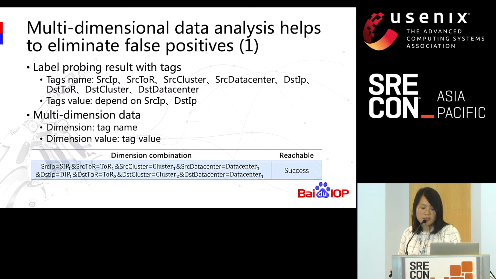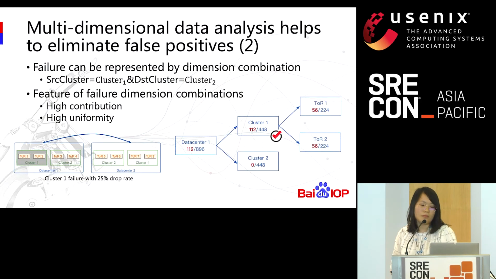The observations can be expressed as multi-dimensional data after we extend the tags. The dimension is the tag name, and the dimension value is the tag value. The probing results from source IP1 to DIP1 can be described like this. Then, each failure SRE concerns can be represented by a dimension combination. For example, source cluster equals cluster 1 and destination cluster equals cluster 2 means failure from cluster 1 to cluster 2.